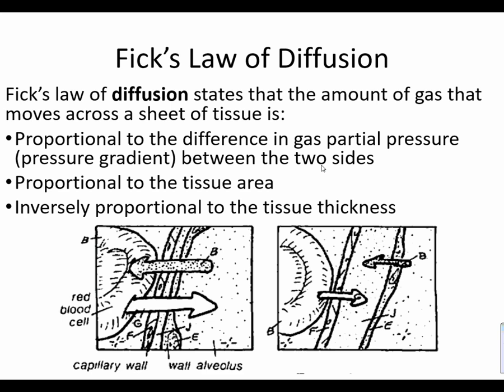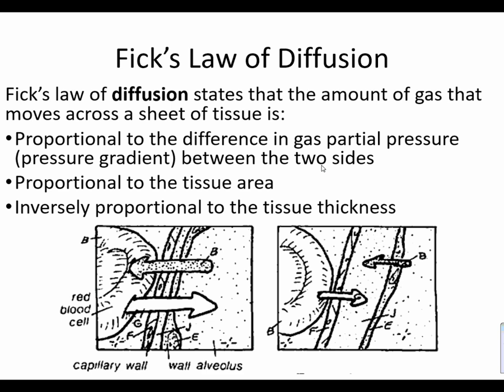Proportional to the difference in gas partial pressure, or the pressure gradient between the two sides. That's what I just said on the previous page. Think of this like the steepness of a hill. The steeper the hill, there's a difference between the two heights, the top of the hill and the bottom of the hill, the faster the ball will roll if you push the ball down. That is what we want. That promotes very rapid and very high levels of diffusion.